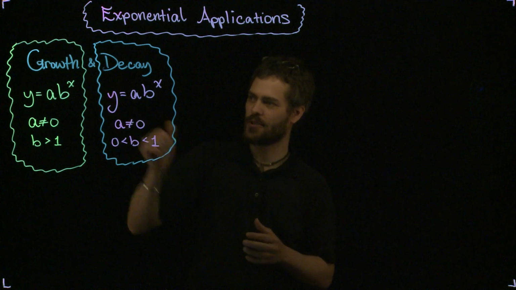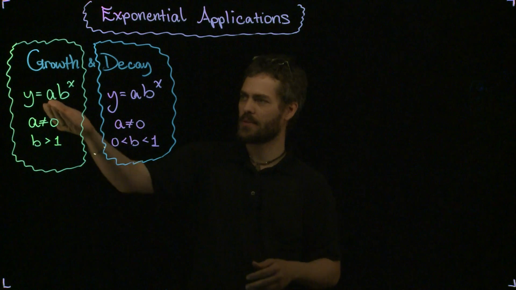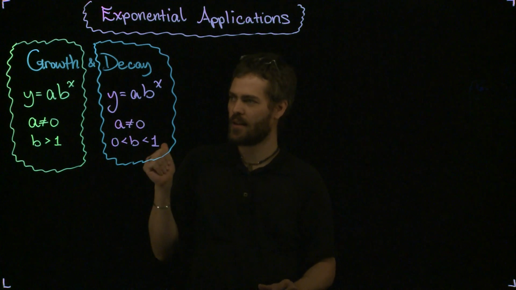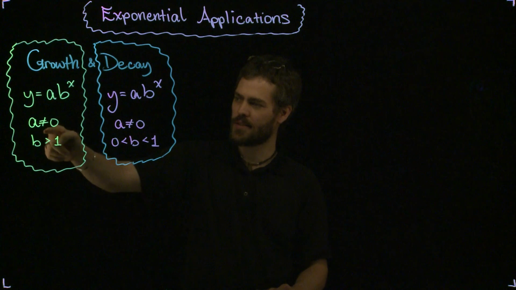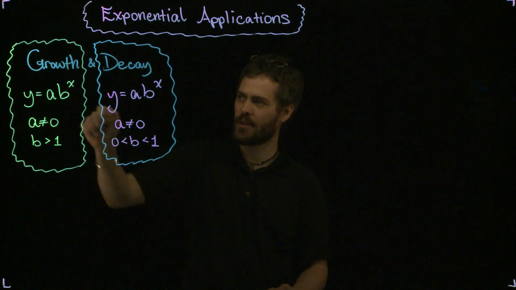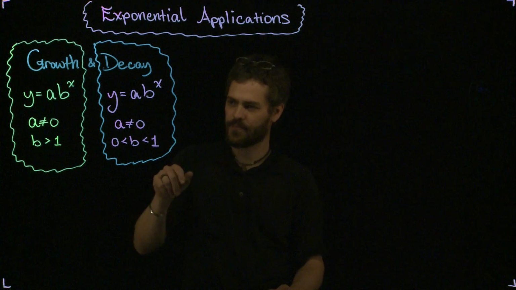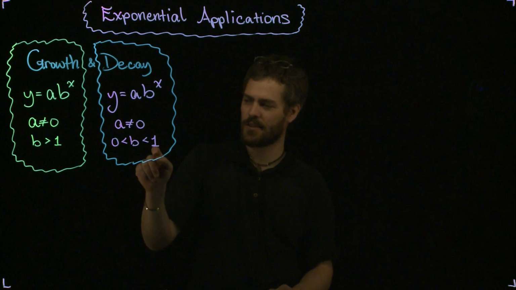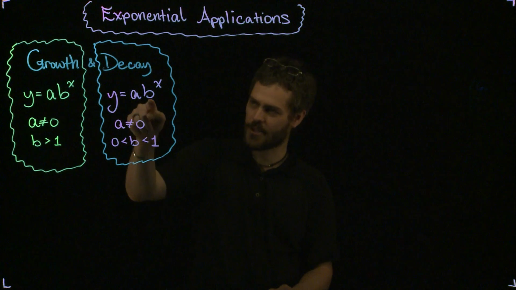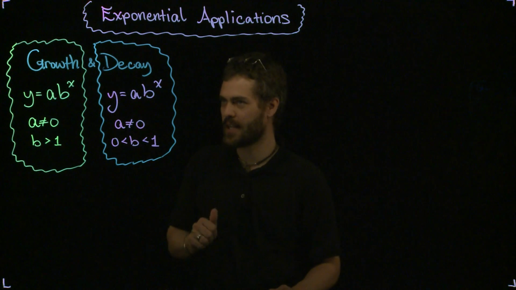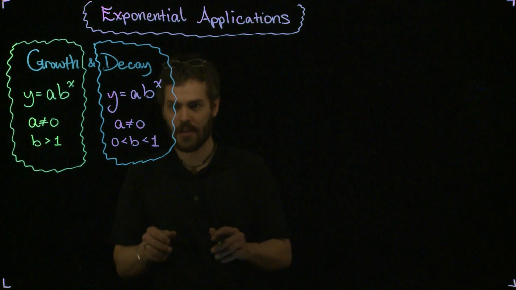So here are the official forms. Y equals a times b to the x, where a is some non-zero number and b is greater than 1, would give us some kind of growth. And over here, if a is non-zero and b is a fraction, then we'll get some kind of decay. So let's take a look at that through examples.